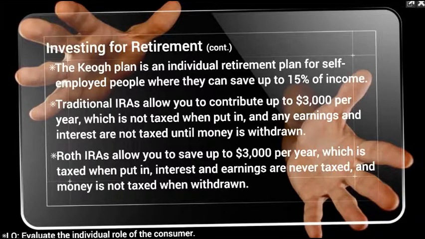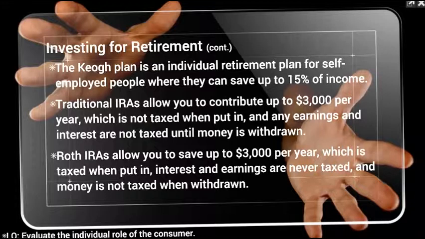The KEOGH plan is an individual retirement plan for self-employed people, where they can save up to 15% of their income. Traditional IRAs allow you to contribute up to $3,000 per year, which is not taxed when put in, and any earnings and interest are not taxed until the money is withdrawn. Roth IRAs, on the other hand, allow you to save up to $3,000 per year, which is taxed when put in. Interest and earnings are never taxed, and money is not taxed when withdrawn.